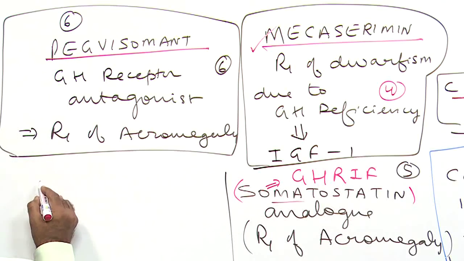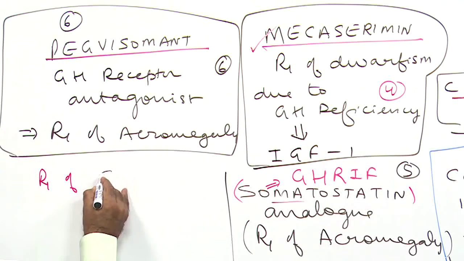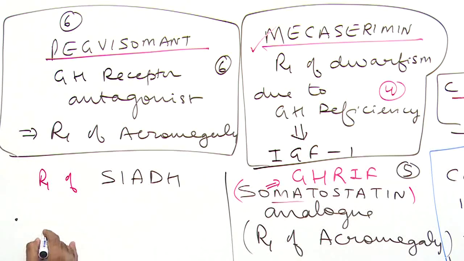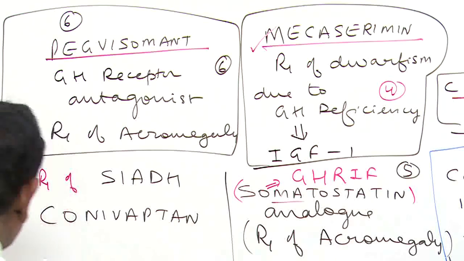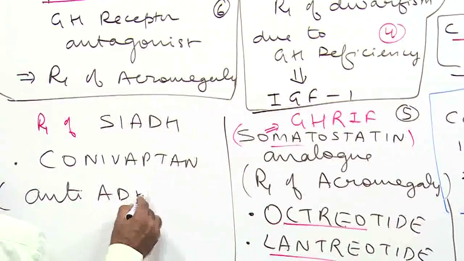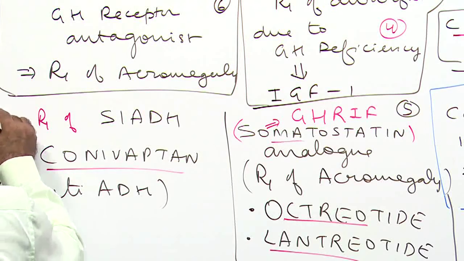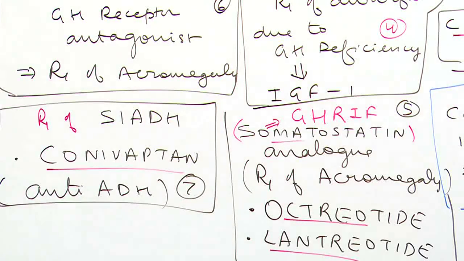Now, a new drug to treat SIADH. Treatment of SIADH. The drug is conivaptan. This is an anti-ADH drug. So conivaptan is the recent update, we use it for the treatment of SIADH. This is box number 7. Okay.